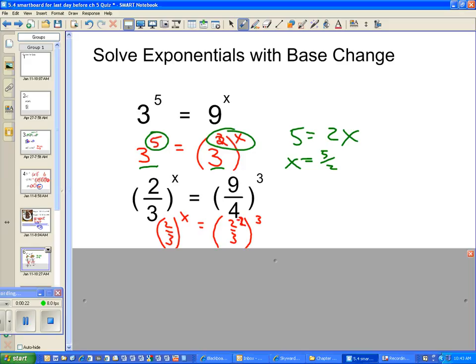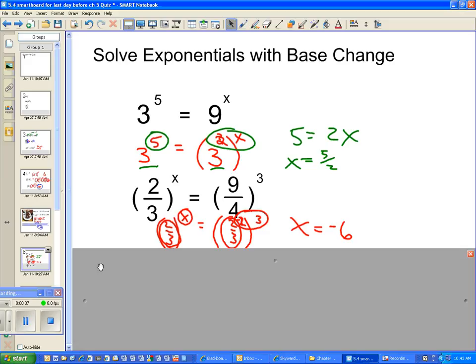-2 was the key. So x is equal to -2 times 3. X is equal to -6. Raise your hand if you had that one right. That's most of you. All right. So again, find a good base that would work for both of them, and I use that.